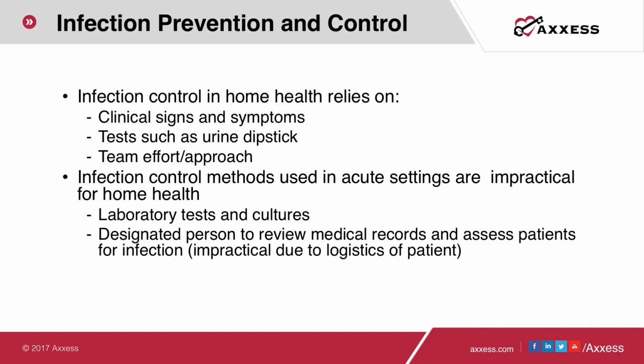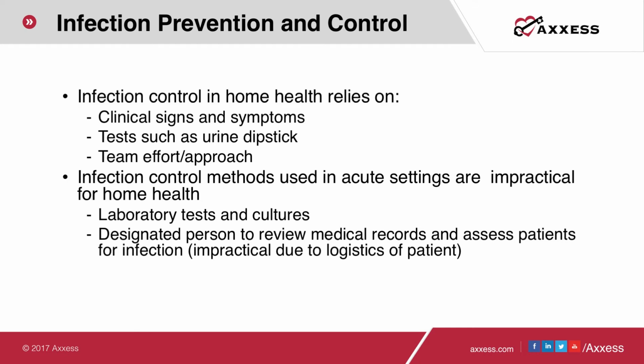When you think about the advancement of all the different things that we do in home health, the procedures, the processes, the acuity of the patients that we now have at home, we see that the infection control in home health relies on clinical signs and symptoms, tests such as urine dipstick, and then a team approach or team effort, whereas infection control methods in acute settings are impractical for home health, like laboratory tests and cultures. We get orders for those, but not as quickly and routinely as do our cohorts in different settings.